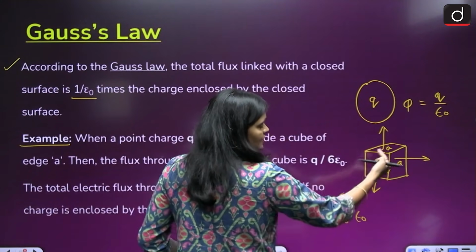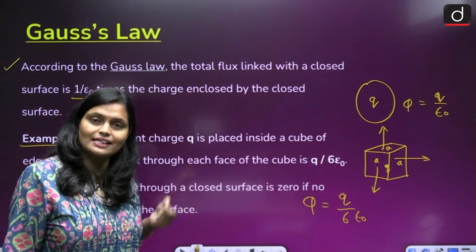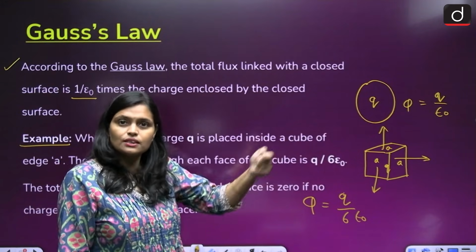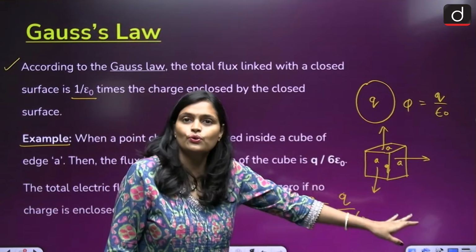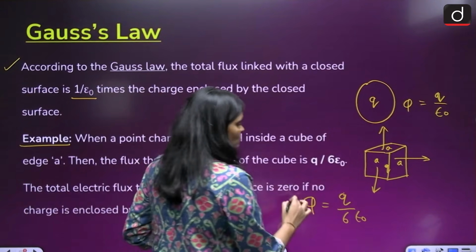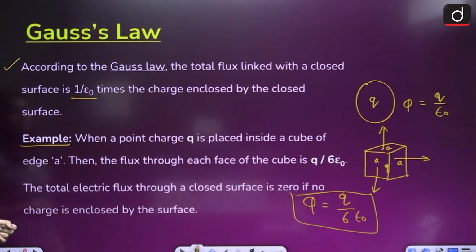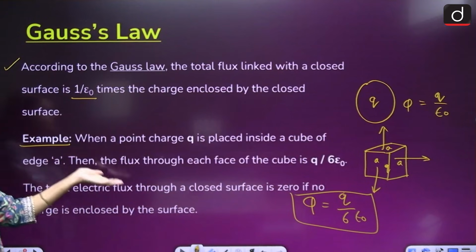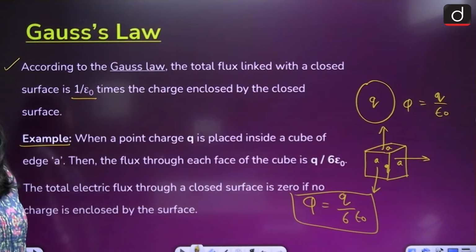हो जाएगा. See, this is the Q, charge is Q. Now it is coming out हर surface से निकलेगा, so that is 1 by 6th. हर surface को 1 by 6th Q निकल के आएगा, so that will be Q by 6 epsilon naught, right? So the flux through each face of the cube is Q by 6 epsilon naught.